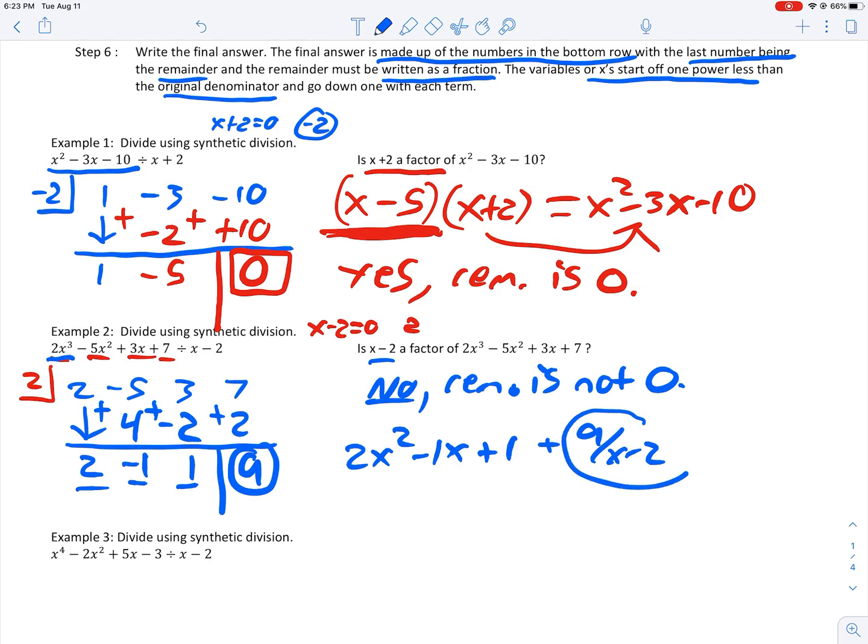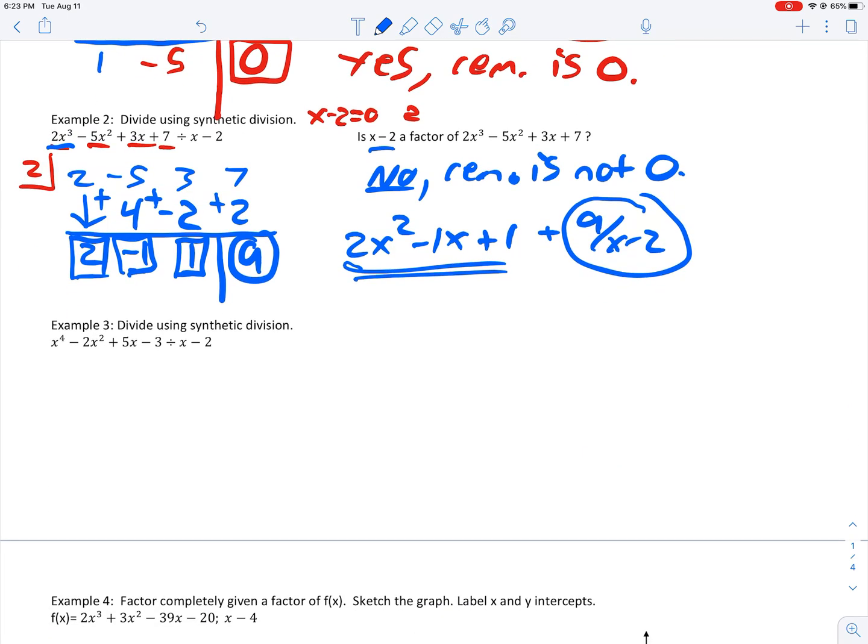Don't really worry about this part too much, because most of the problems we're going to deal with, the remainder will be 0. I need you to understand how I got this. So again, these will be your new coefficients. How do you determine? Well, you started with x cubed, so then it's going to be x squared. So it's 2x squared, and then it goes down from there. Minus 1x plus 1.